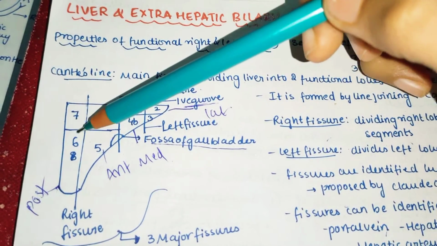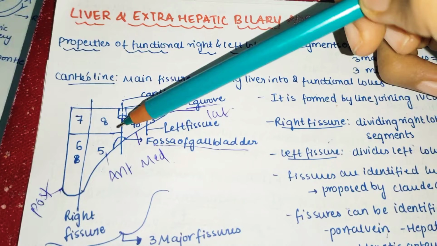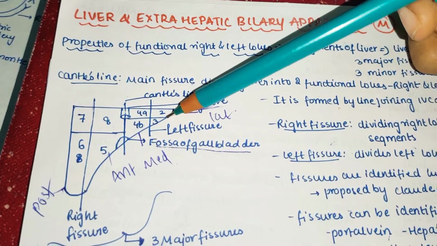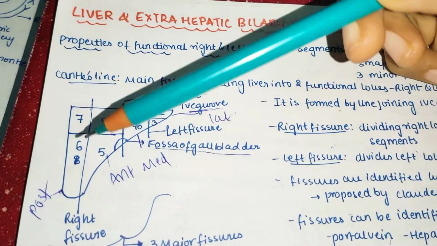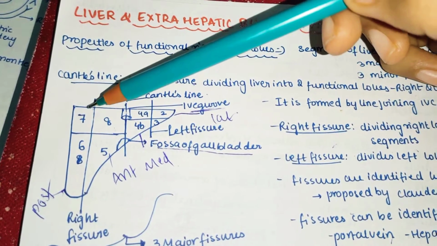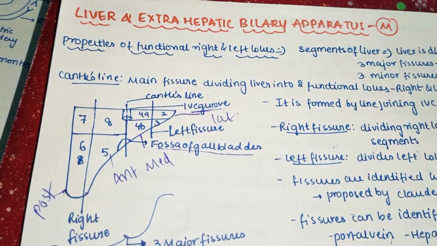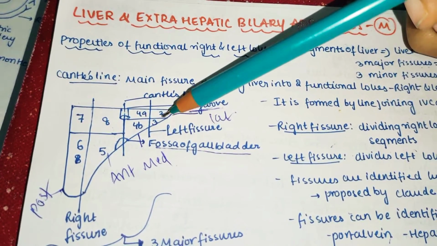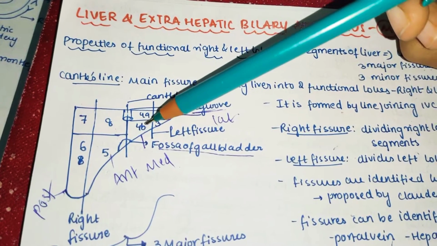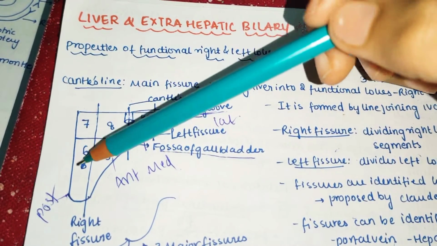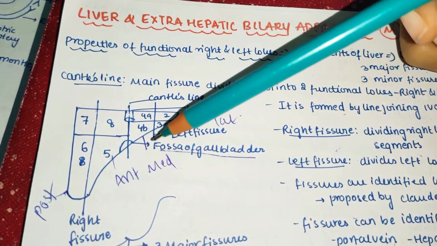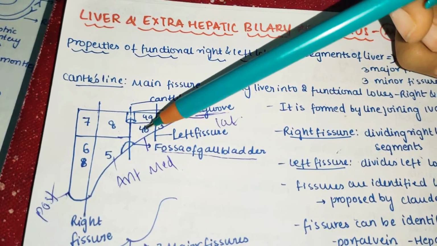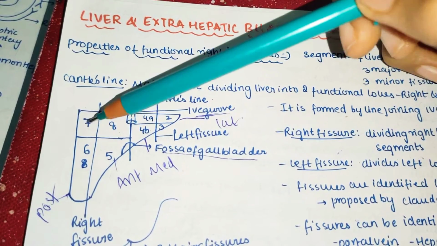Now what are the minor fissures? You can see this is a right minor fissure and this is a left minor fissure. What these minor fissures do is divide the liver lobes into smaller segments. This is the numbering for that: 2 3 4a 4b 5 6 7 8. We need to draw the numbers according to this order: 2 3 4a 4b 5 6 7 8.